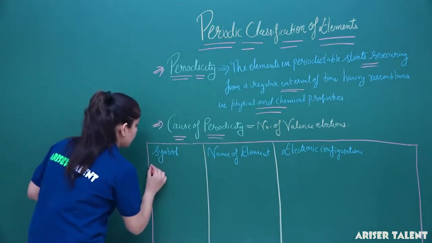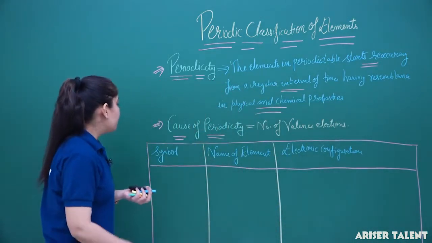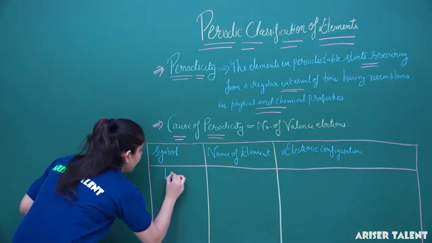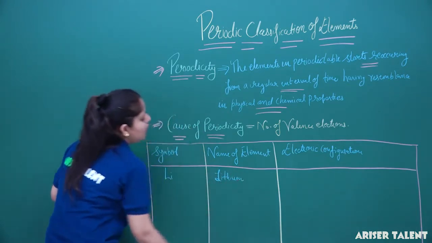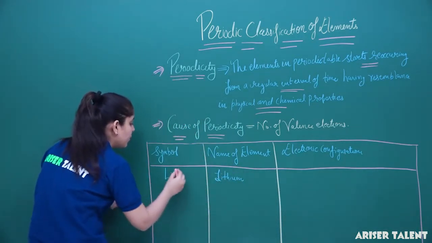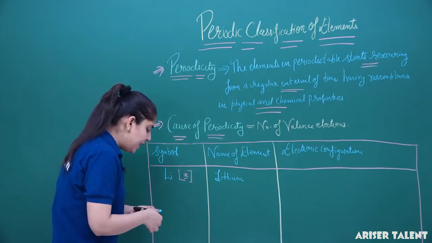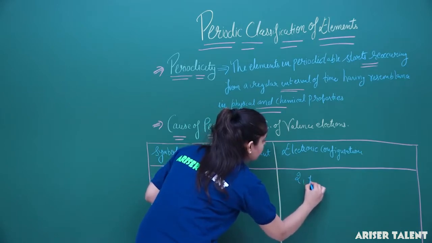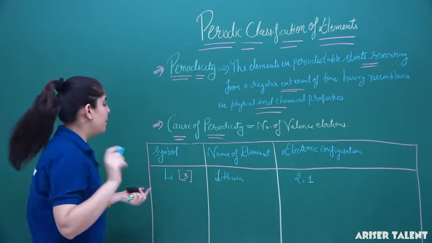So this will be our basic consideration. Now consider the elements one by one. Suppose I consider the element having the symbol Li. Li means lithium. What is the atomic number of lithium? Hydrogen, helium, lithium: it has atomic number 3. I am writing atomic numbers in square brackets. If I write the electronic configuration of this atom, it comes out to be 2, 1. So you can see 2 electrons in the first shell and 1 electron in the second shell.